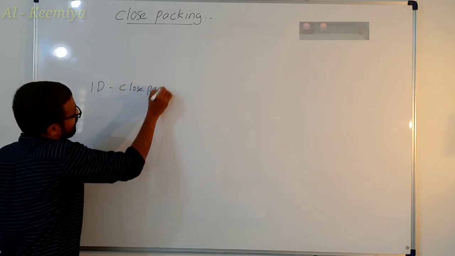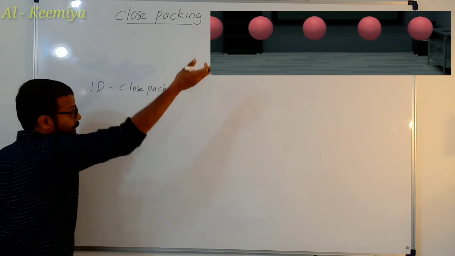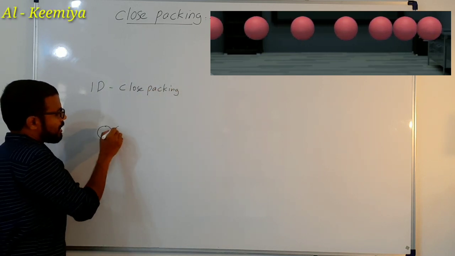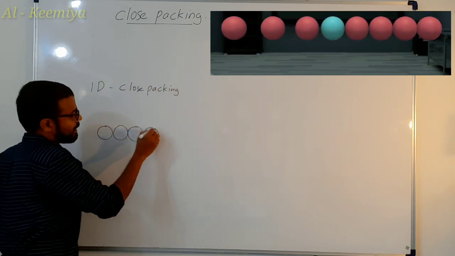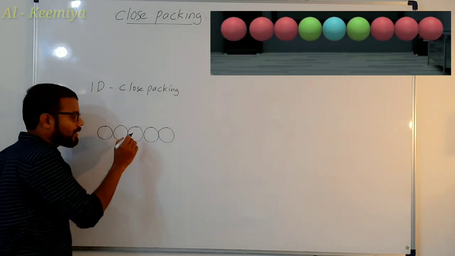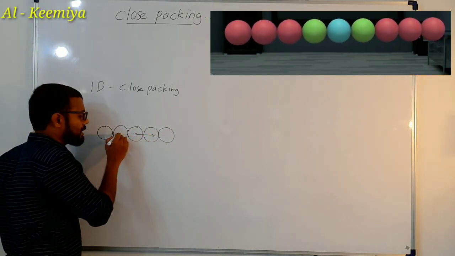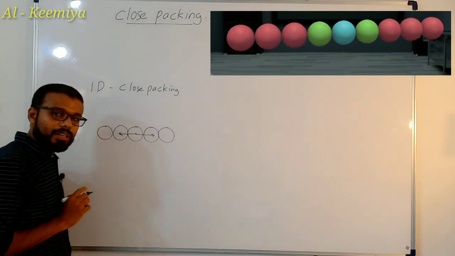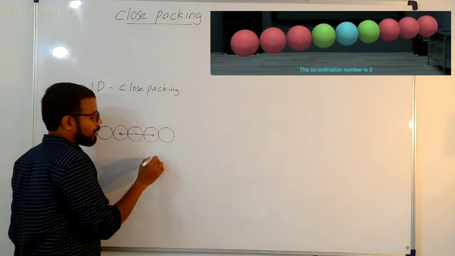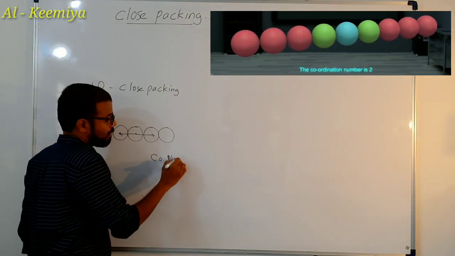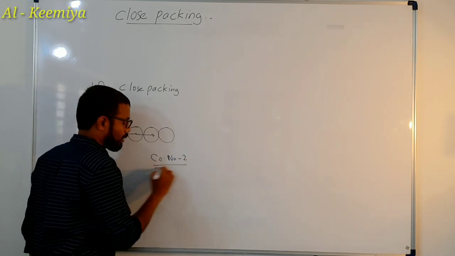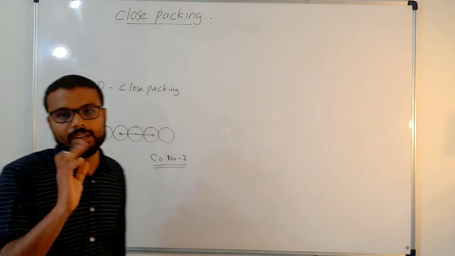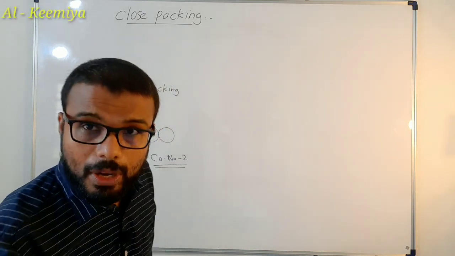In 1 dimensional close packing, as you can see there, particles are arranged linearly, in which one particle is in direct contact with how many particles? 2 particles. So the coordination number in 1 dimensional close packing is 2. This is all about 1 dimensional close packing. Now 2 dimensional close packing.